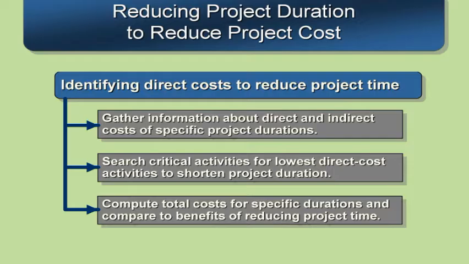We'll need to gather up all the information about the direct and indirect costs with respect to those specific project durations. We'll take a look at critical activities, because those are the ones that will actually reduce the project time, and take a look at our total cost for reducing the project time and see what our net savings is as a result of saving on the indirect costs. We'll see how this works in an example in a moment.